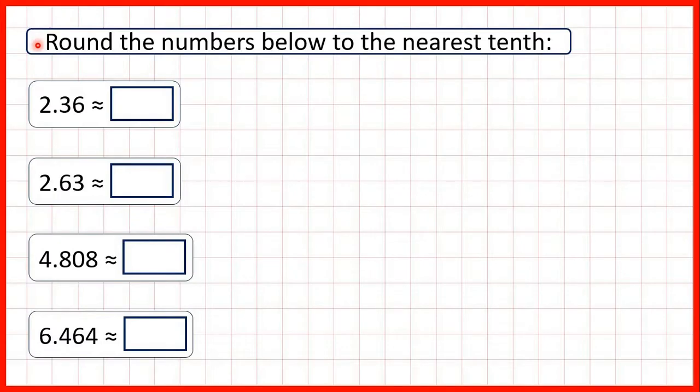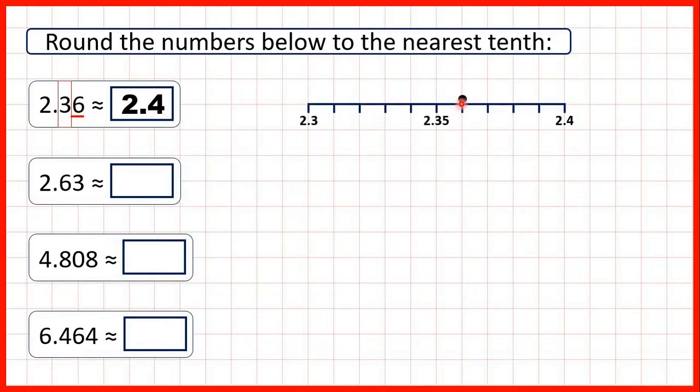We need to round the numbers below to the nearest tenth. So first, we have 2.36. To round to the nearest tenth, we need to find the tenths digit, which is always the first digit after the decimal point, and then we can underline the hundredths digit. We have 6 hundredths, and if we have 5 or more, we're rounding up. So 2.36 rounds to 2.4, because the digits before what we've circled stay the same, so the 2 in the ones stays the same, but because we're rounding up, the 3 changes into a 4.